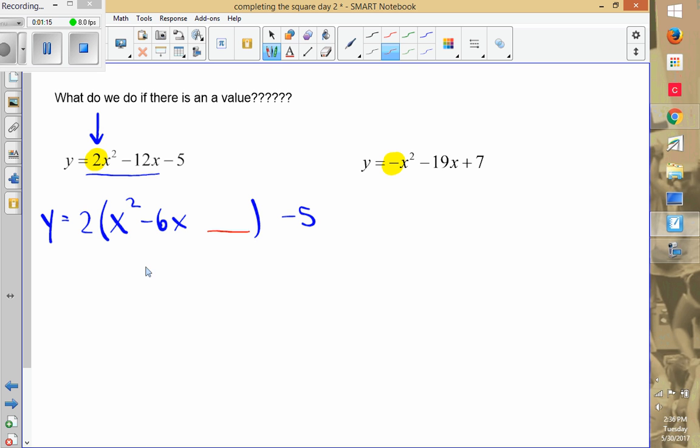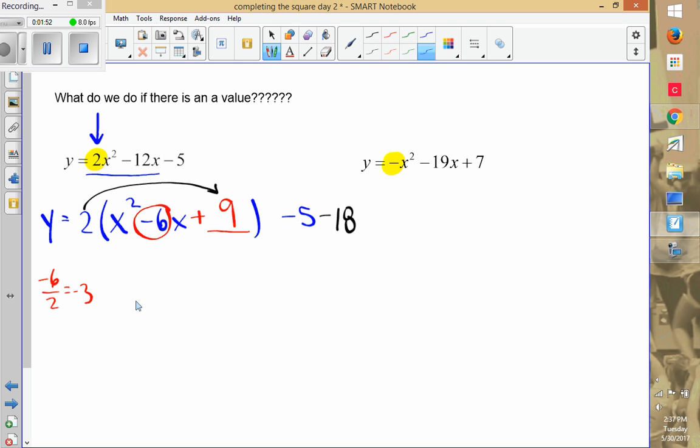So we're going to take this -6. We're going to divide -6 by 2, and we're going to get -3. When you square -3, you get 9. Now normally, since we're adding 9 in here, we're going to subtract 9 out here. However, in this case, it's not just a 9 that we have. There's this little pesky 2 out front. So we're not going to be able to just subtract 9. We are going to have to subtract whatever 2 times 9 would be, which would be 18.